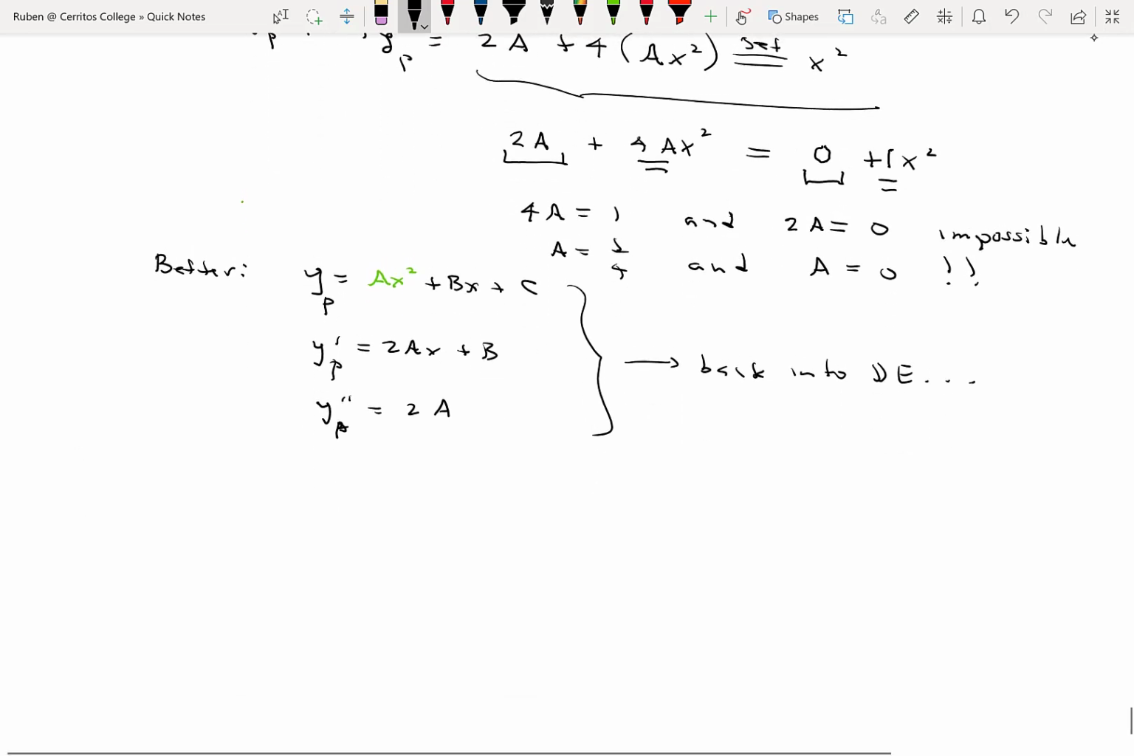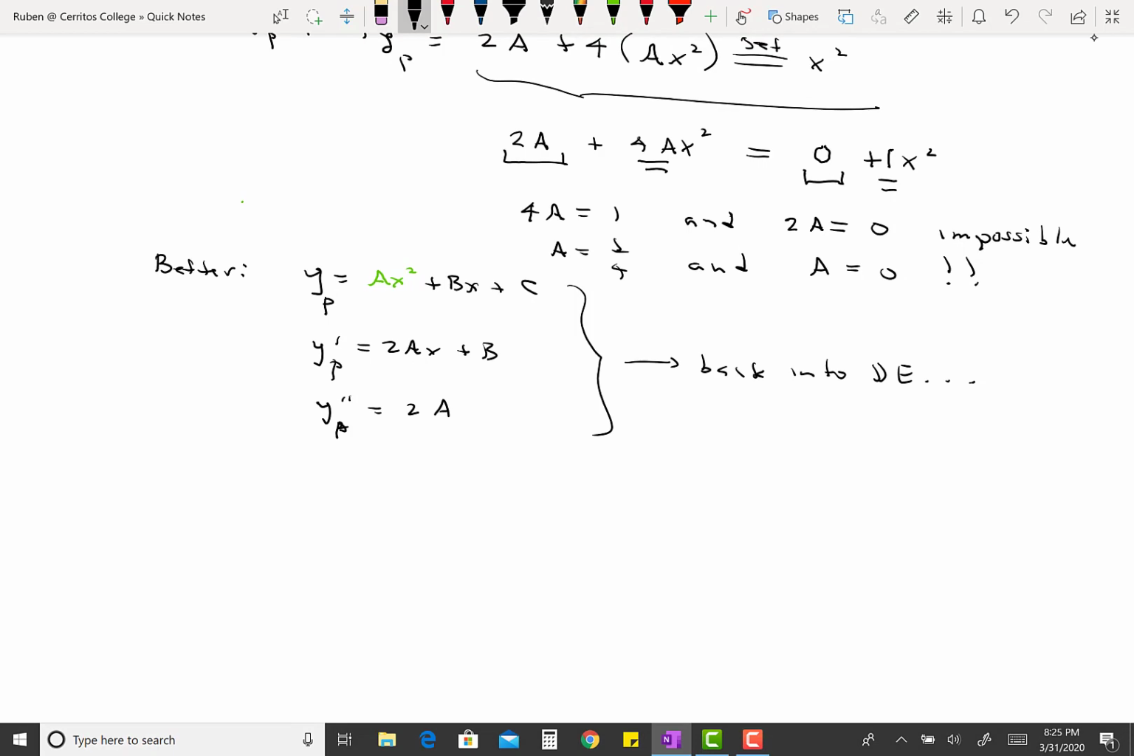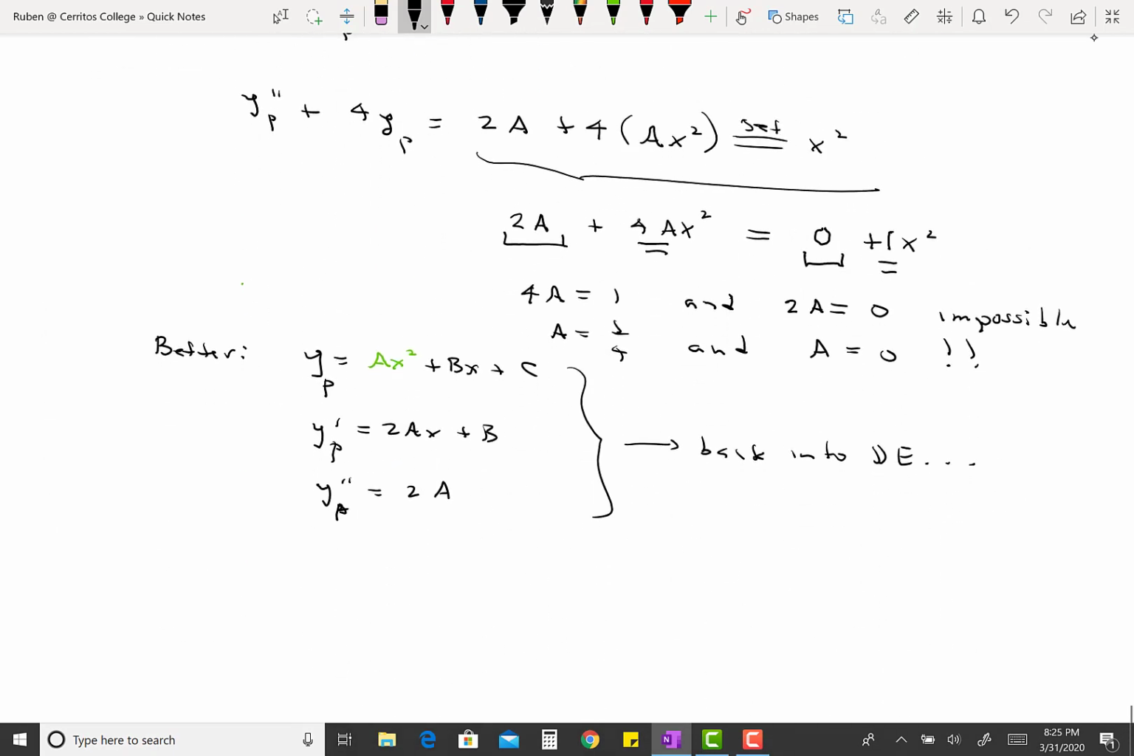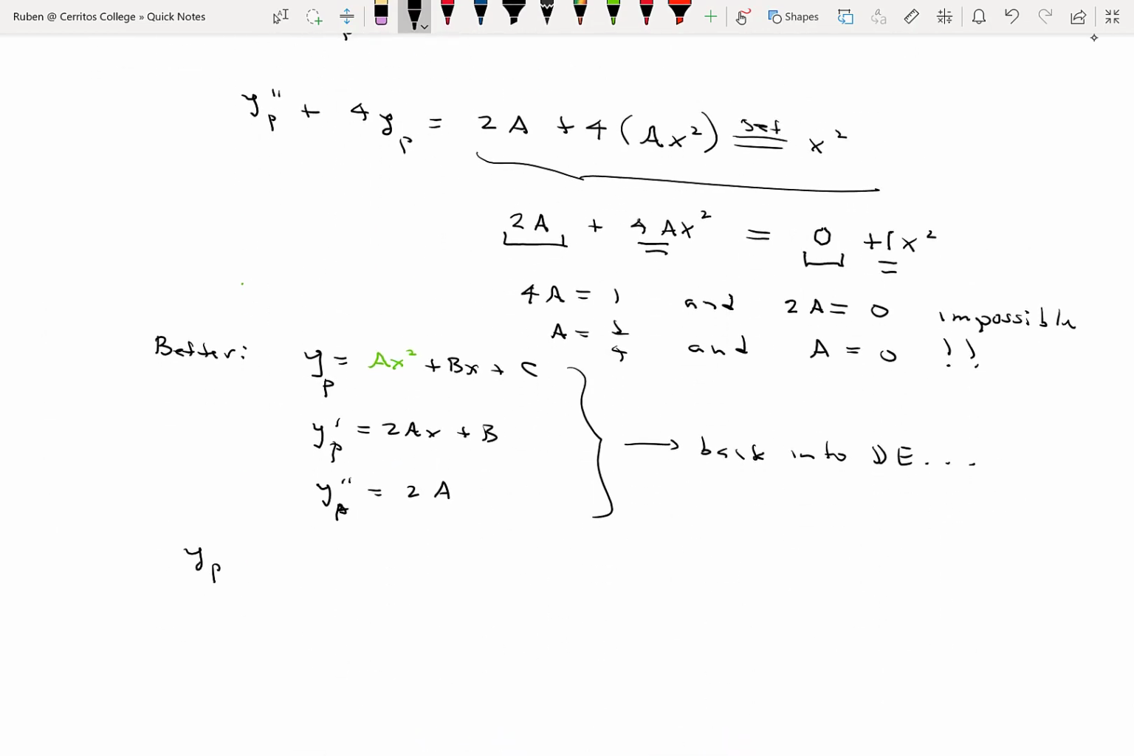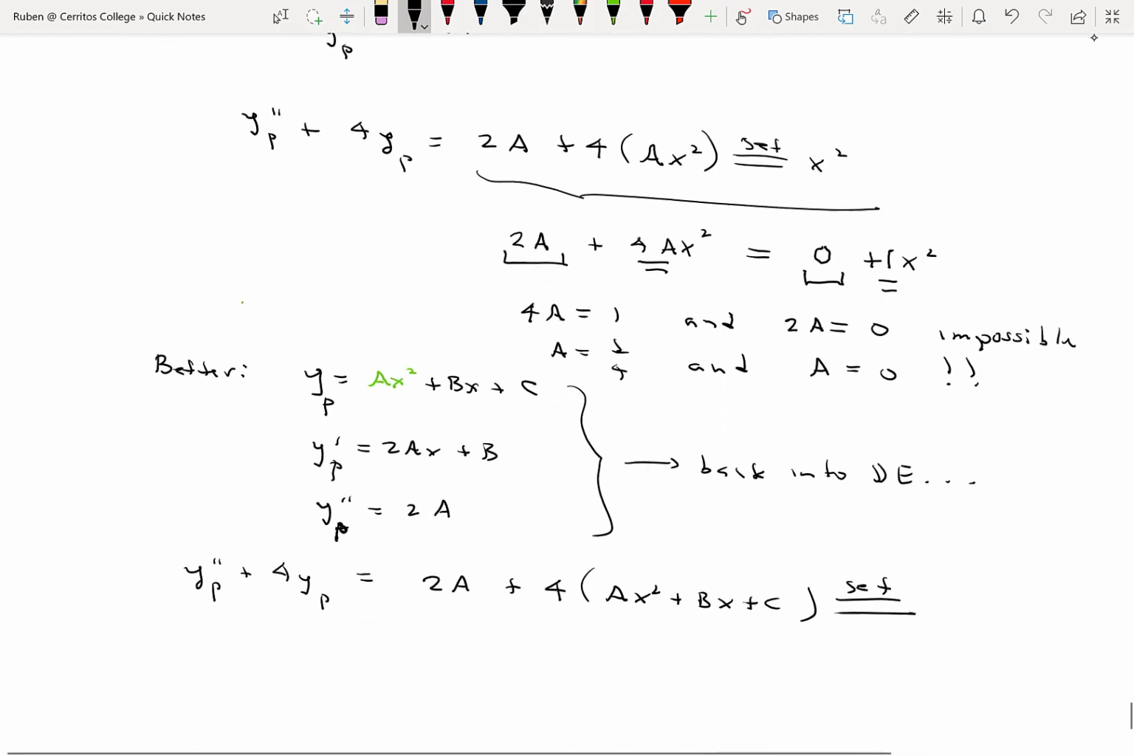So we substitute that back into the differential equation. The left-hand side of the differential equation was y double prime plus 4y. So y sub p double prime plus 4 y sub p equals 2a, that's our y sub p double prime, plus 4 times y sub p, 4 times ax squared plus bx plus c. And that must equal whatever we have on the right-hand side, which was x squared.